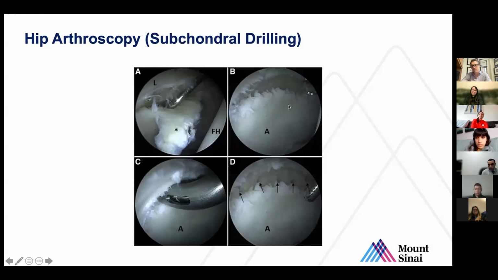So, chondral damage in the hip and how to address it. This is why I put this in here. This is your articular cartilage here. This is the labrum that's above here, but we're basically focused on this. Why? Because this is your subchondral plate right here. So this is a full thickness cartilage defect.